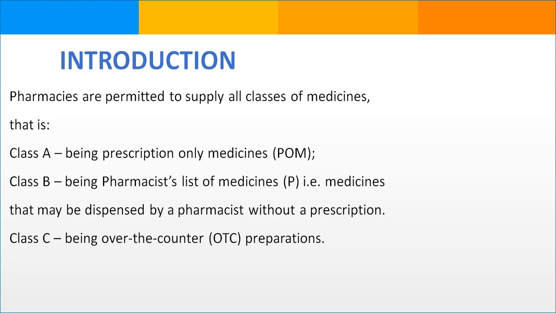Pharmacies are permitted to supply all classes of medicines, that is class A, B, and C. Now, because of that, the layout of a pharmacy should make it possible for medicines like class A to be kept under a key and a lock, where it's only the pharmacist that should have access to class A and B medicines. The medicine counter assistants normally should not have access to these medicines, unless, of course, class C medicines. So class A medicines are medicines that a patient will need a prescription from a doctor before they can get. Class B medicines are medicines that if the pharmacist is on duty, will be able to sell, and they can be dispensed without a prescription.